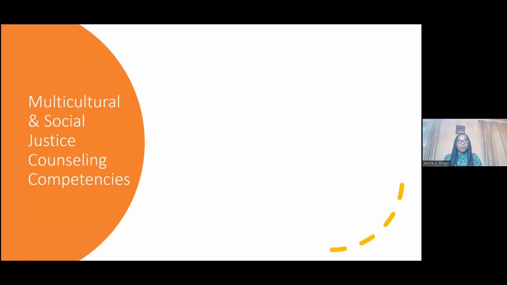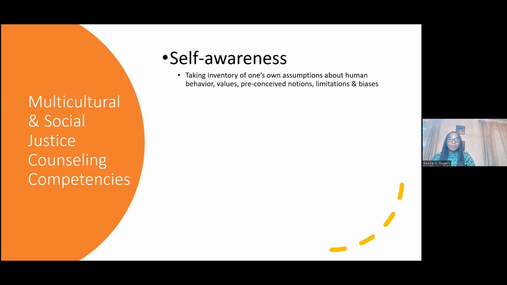Okay. All right, good. So then you know that it encompasses self-awareness, which is taking an inventory of one's own assumptions about human behavior, values, preconceived notions, limitations, and biases related to race, ethnicity, culture, and even looking at the socio-political impact of one's cultural group membership to power, privilege, discrimination, and oppression. So really thinking about where you are and what your belief system is like.